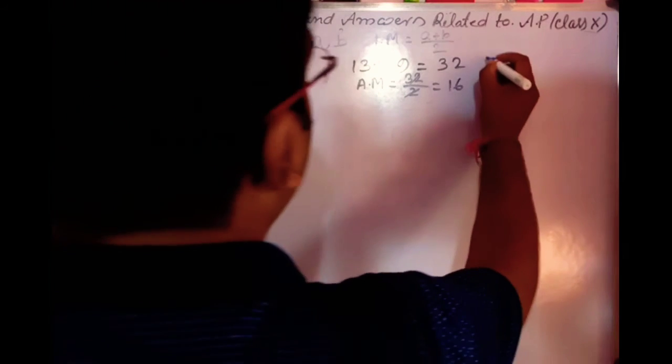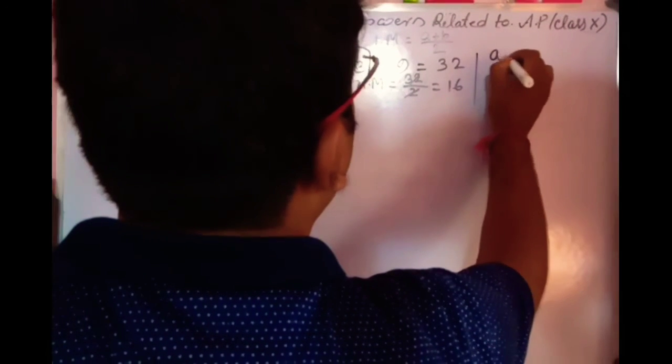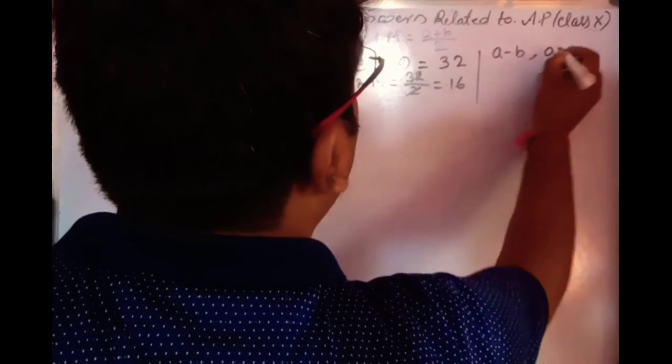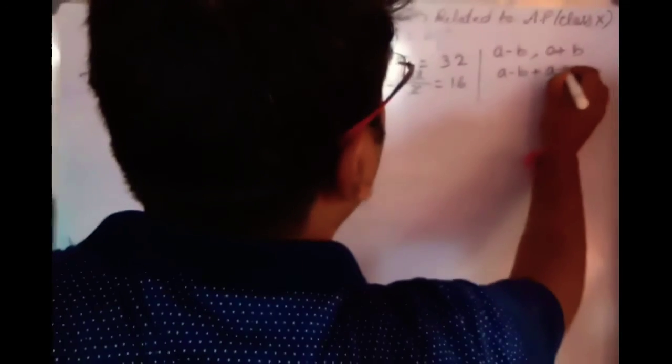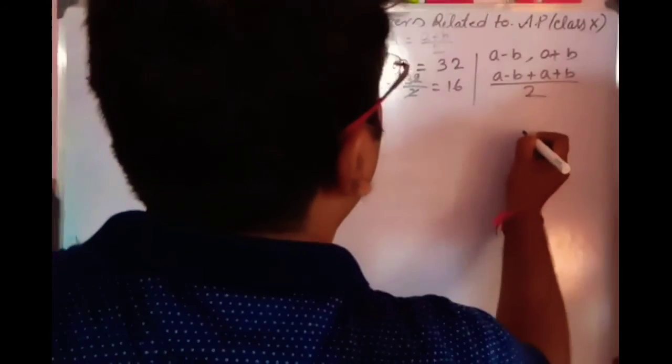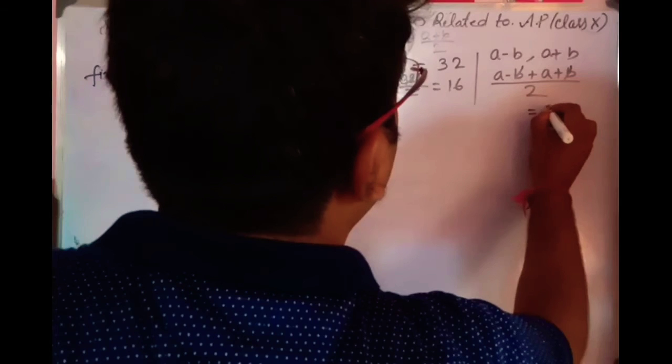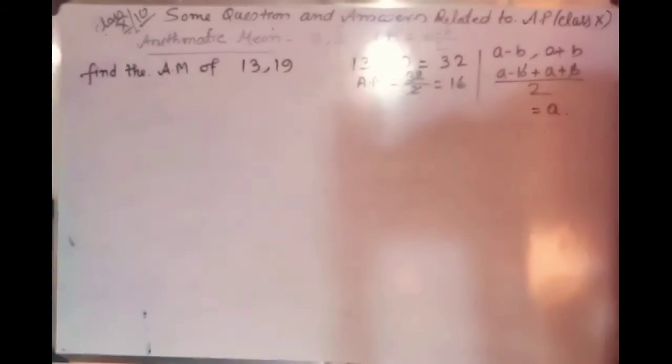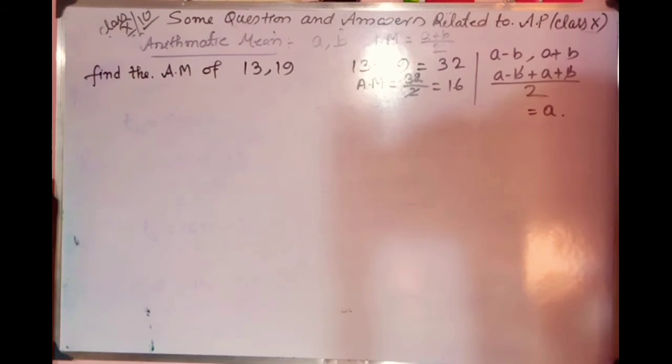Next, we have one more question: find the arithmetic mean between A minus B and A plus B. So to find that, what do we have to do? (A minus B plus A plus B) by 2. A will be the answer. So that is the concept of arithmetic mean. Next, come to our question.